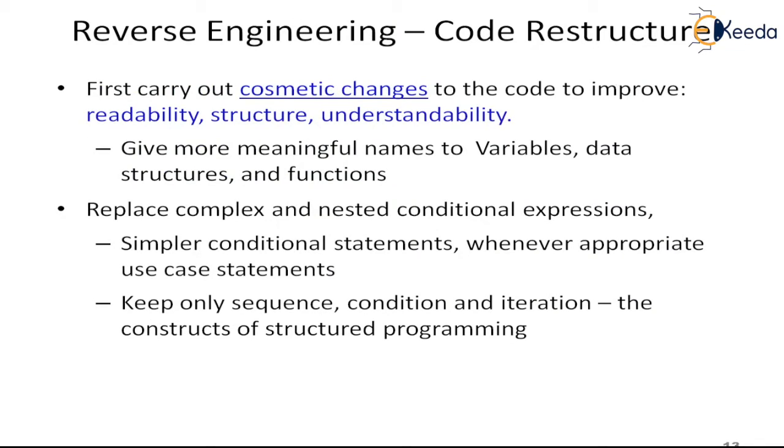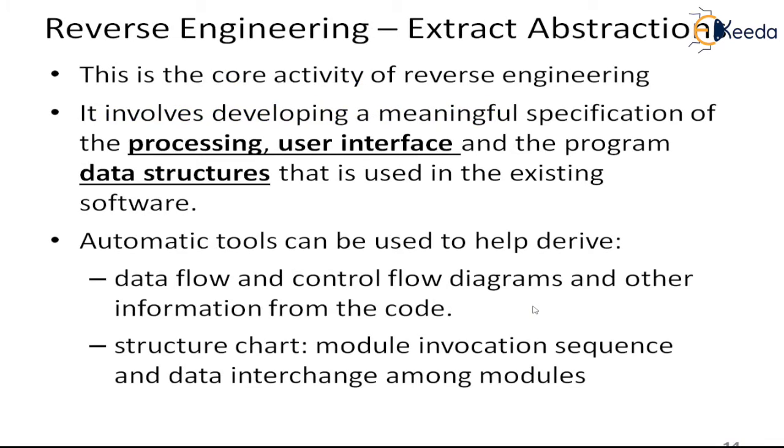So let's look at the first one, code restructure. We carry out cosmetic changes to the code to improve readability, structure, and understandability. How will we do it? We will give more meaningful names to the variables, the data structures, and the functions. We will replace complex and nested conditional expressions, and we will only keep three types. We said structured programming has only sequence, condition, and iteration. If you have something other than this, like go to statements, then the tools will not work, and also readability is not there.